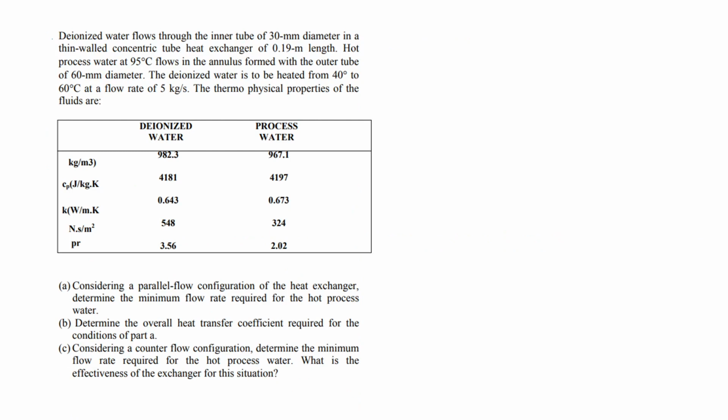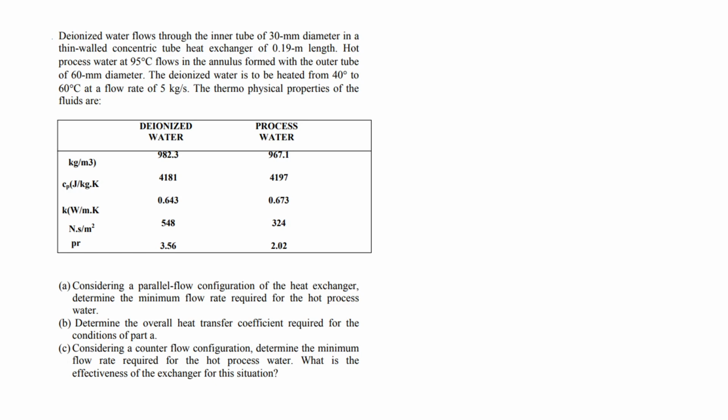Now let us go to the next problem. A similar kind of problem you have already seen in your assignment. For the parameters given for the parallel flow configuration, you have to calculate the minimum flow rate, and similarly the heat transfer coefficient for the required condition. And if you are considering it as a counterflow configuration, you have to determine the minimum flow rate, everything. So here, with deionized water and processed water, two conditions are given.